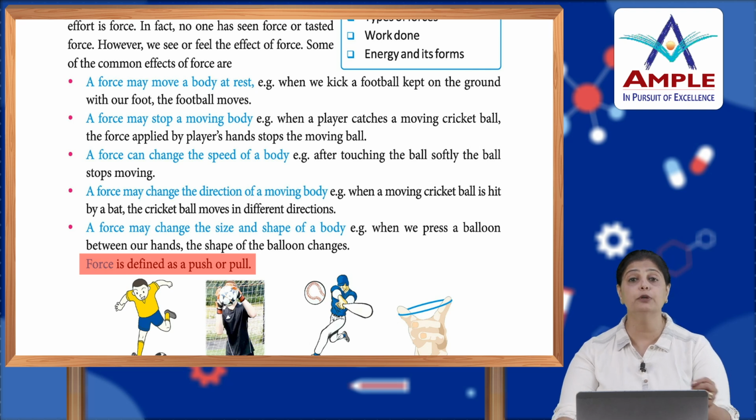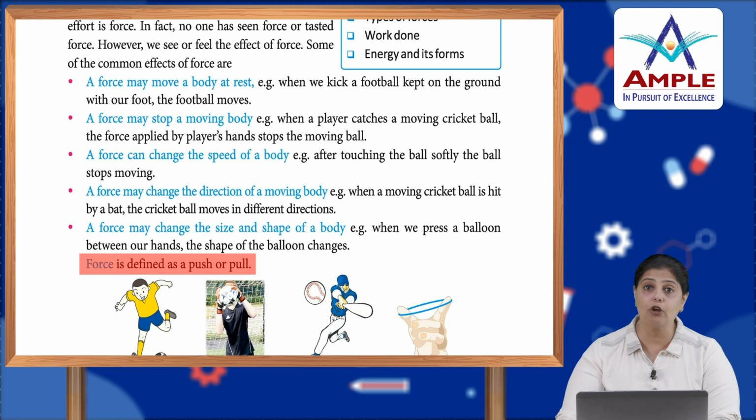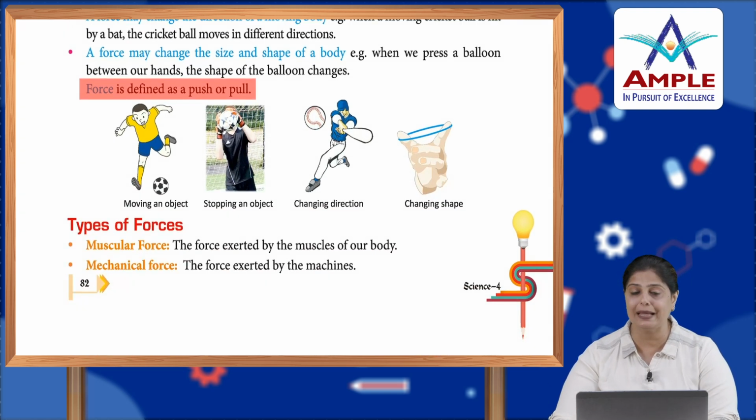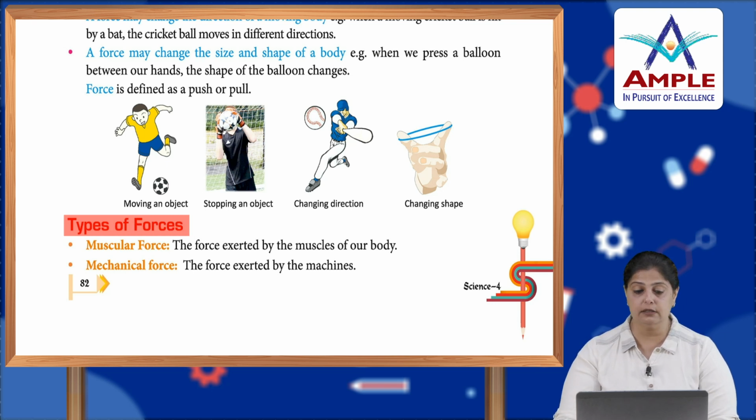Okay, so when we press a balloon between our hands, the shape of the balloon changes. So these are the different things that a force can do. It can push things, it can pull things, it can make an object move, it can stop an object, it can change the direction, and it can change the shape as well. Now, there are different types of forces.